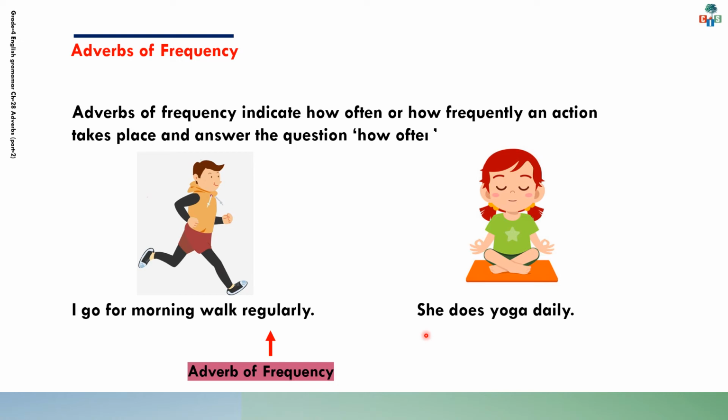See the next example. She does yoga daily. Now answer the question with how often. How often does she do yoga? She does yoga daily. So, daily is an adverb of frequency. It shows how repeatedly you do the action. So, to identify an adverb of frequency in a sentence, answer the question with how often.